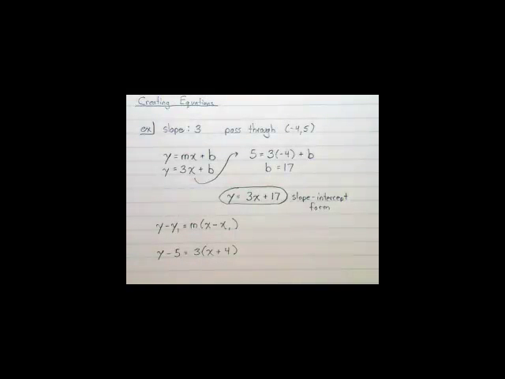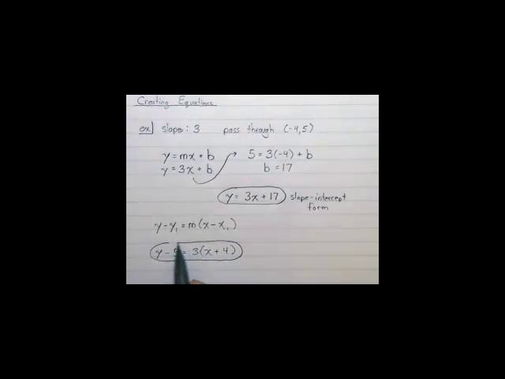And if you were to do the distributive property and add the 5 to the other side and all of that, you'd end up with the same equation we just had, right? y equals 3x plus 17. It gets you to the same place. I might ask for slope-intercept form. I might ask for point-slope form. So this might be what I'm looking for in the problem. It just kind of depends. So I'm going to just highlight it as the point-slope form of the answer as well.